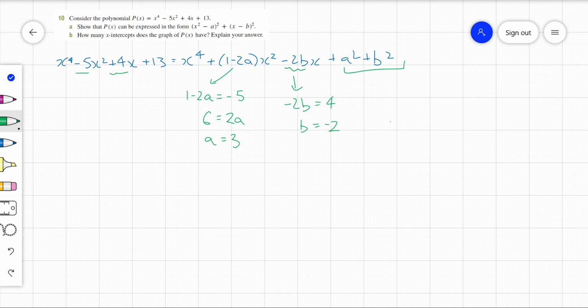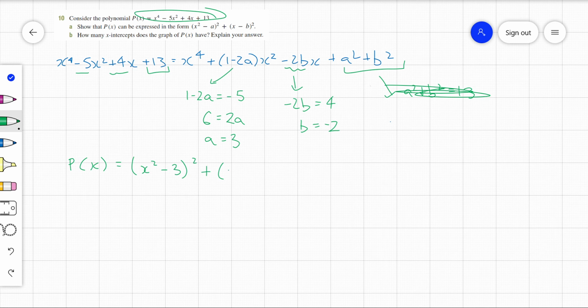And then if I look at this section, this has to be the constant. So we've got a squared plus b squared equaling 13. Of course, I don't need to find that, do I? Because I need to find a and b, and that's not helpful anyway. So ignore that. All right, so now we know that we can express this polynomial as x squared minus a, so that's 3, squared plus x minus b, so that's positive 2, all squared.